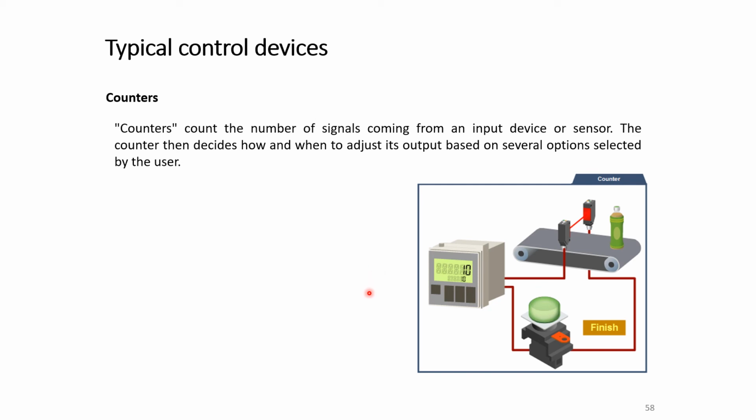At this time, when the value of the counter reaches the preset value, the relay of the counter will activate the output and will close, let's say, the circuit. So this is a pilot light, and the pilot light now is on. So now the operator knows the preset number of bottles have already passed.